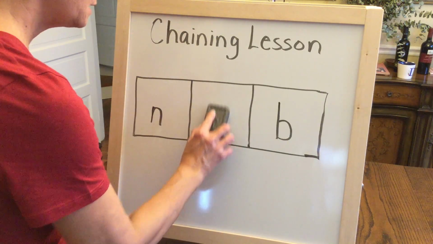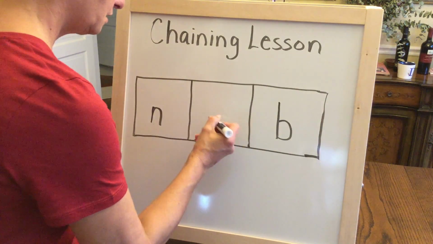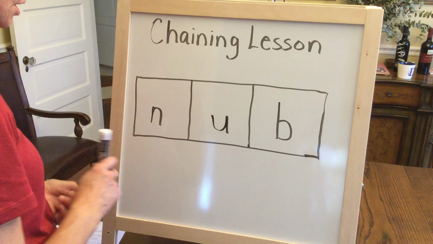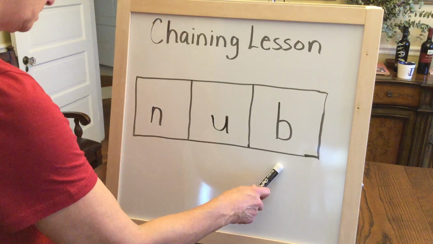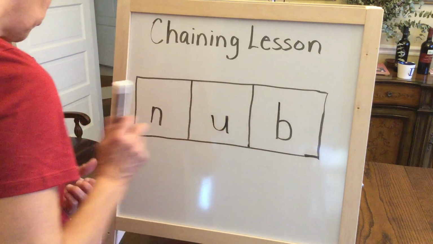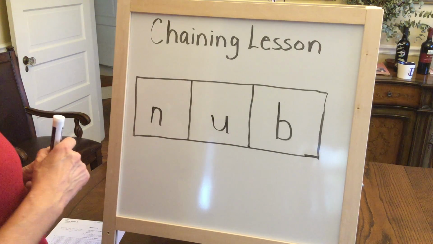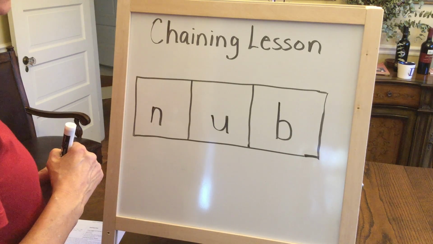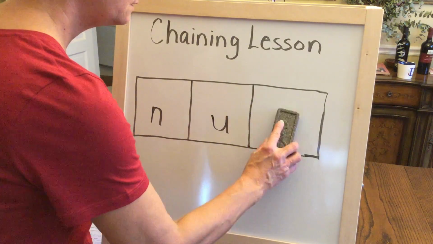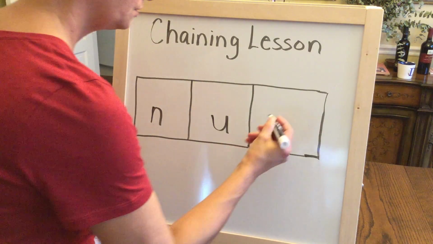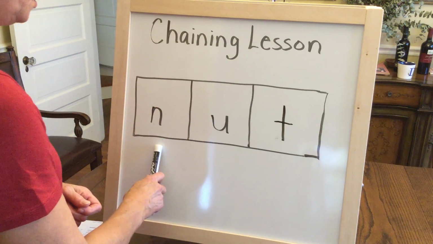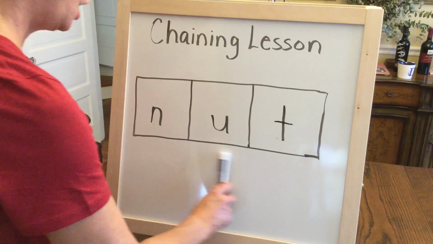Now let's change the ah sound to uh. Correct. You change this letter and you put a U in that spot. Good. Now read the word. Nub. Very good. Now we're going to change the B sound to T. Good. You change this letter to a T, which is correct, a T. Now let's read that word. Nut.